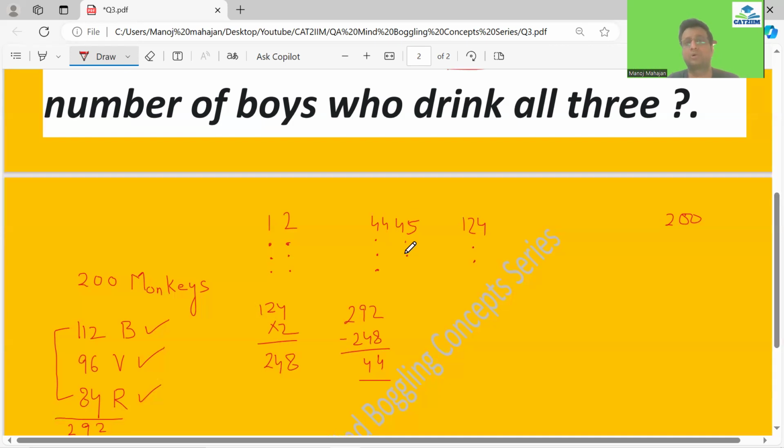So we got 44 monkeys having three types of toffee. So that could be the maximum which we can do. So the correct answer is 44.